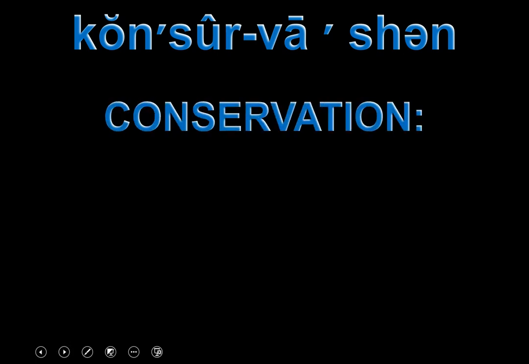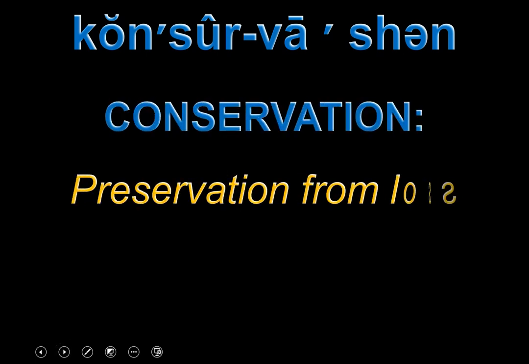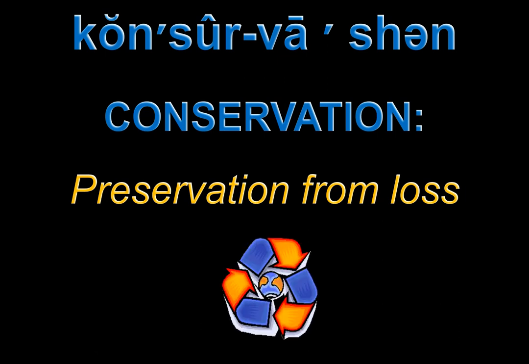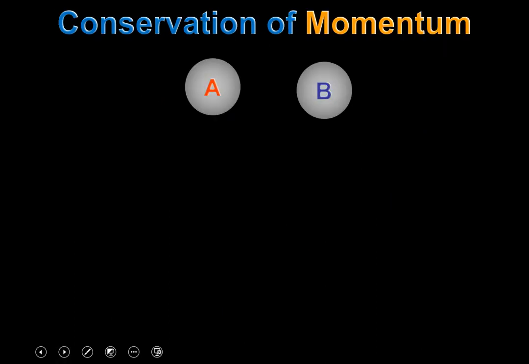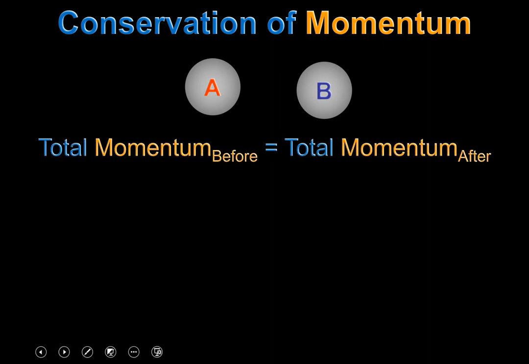So conservation. Just like conservation of energy, we have conservation of momentum also. And so it's the preservation from loss. So you try to keep the system from losing momentum or losing energy. So conservation of momentum kind of leads to an equation. Like conservation of energy, the total amount of energy into a system has to equal the total amount of energy you get out. It's the same thing for momentum.